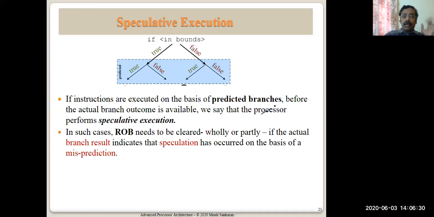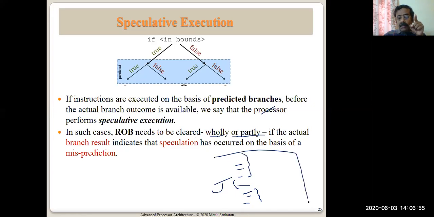So it does a speculative execution. In such cases, the ROB needs to be cleared if your prediction was wrong. The ROB needs to be cleared wholly or partly. Remember, wholly or partly. It has to be cleared partly, because if the jump instruction is here and you predicted it wrong, this set of instructions is discarded, but the instructions in the ROB before the jump have to be executed.